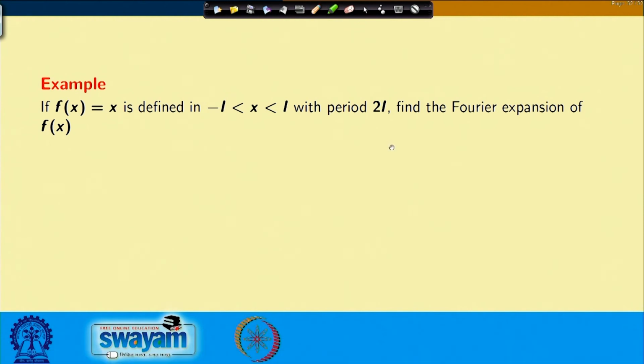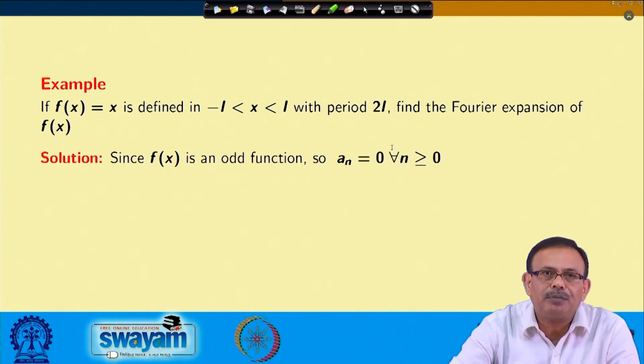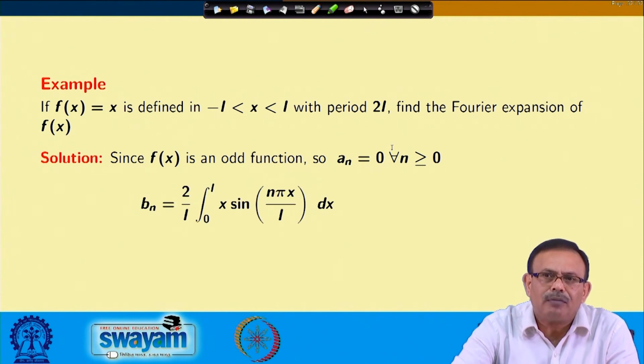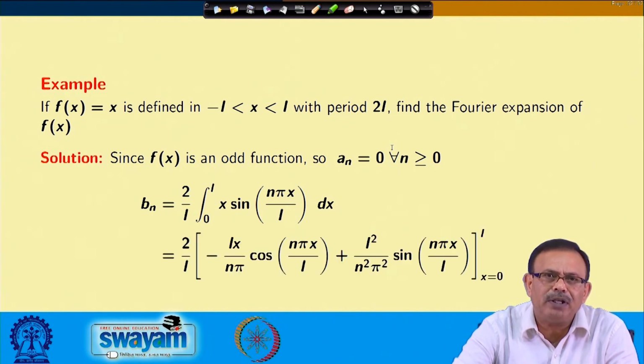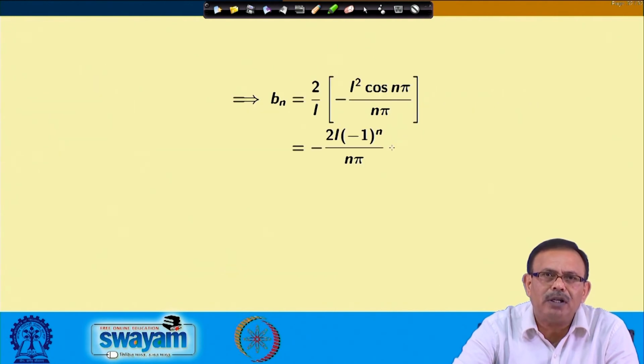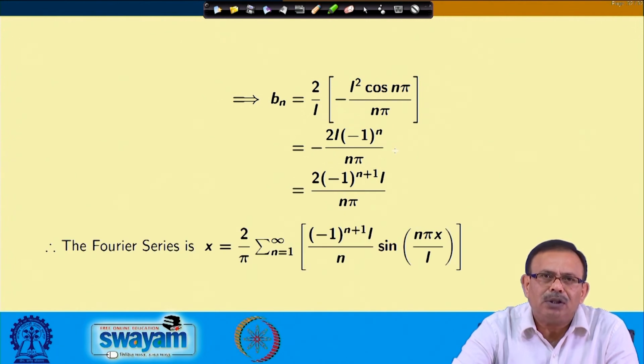Let us see this thing quickly. So, f(x) is an odd function, so a_n is 0 for all n including a naught. Your b_n will be then from the formula 2 by L integral 0 to L x sin n pi x by L dx. If you evaluate the limit, you will obtain the value as 2 into minus 1 to the power n plus 1 into L by n pi. So, the Fourier series of the function can be written x equals 2 by pi summation n equals 1 to infinity value of b_n.